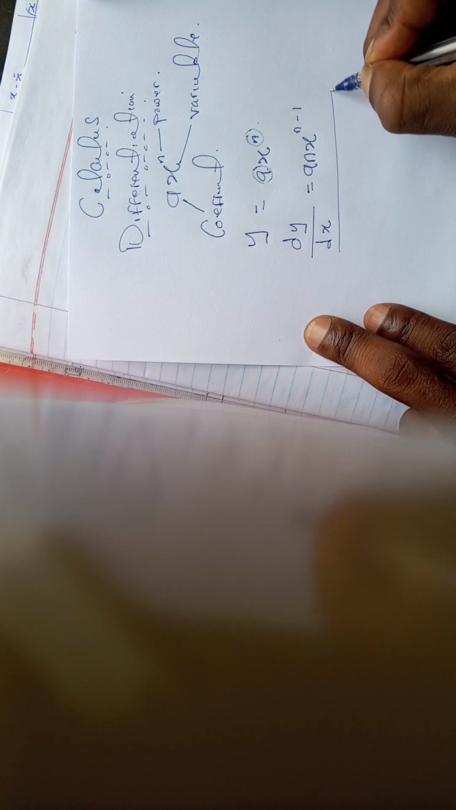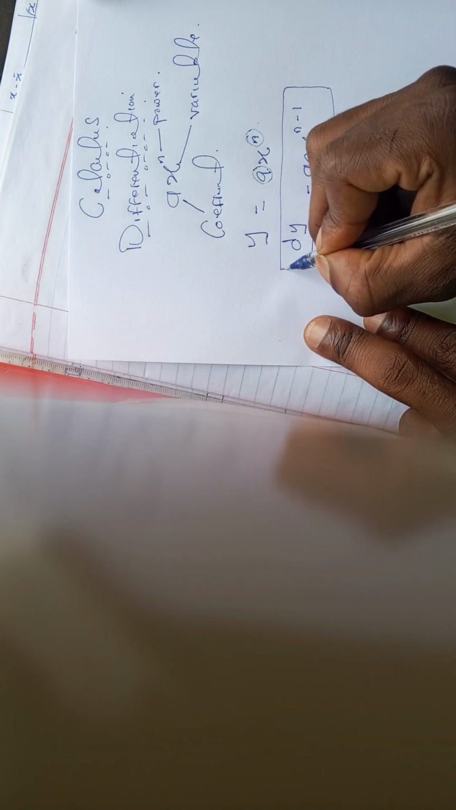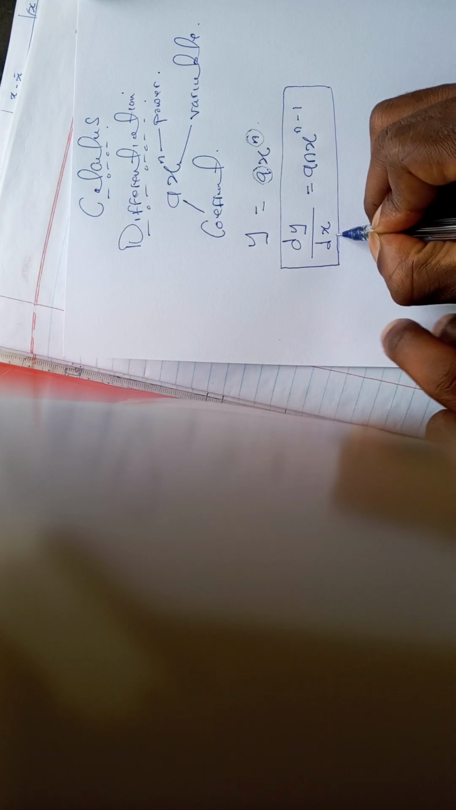So this is the formula that we use when you are differentiating. You multiply a times n, which is an, then x you bring the way it is, then you have power n. Now you reduce this power by 1.